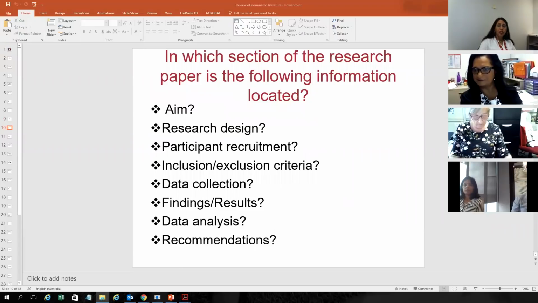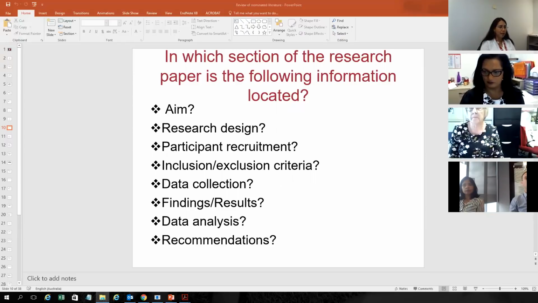Okay, in which section of the research paper do we find the aim? Can you type in the chat box, please? We showed you the different parts of the research paper. Where's the aim?